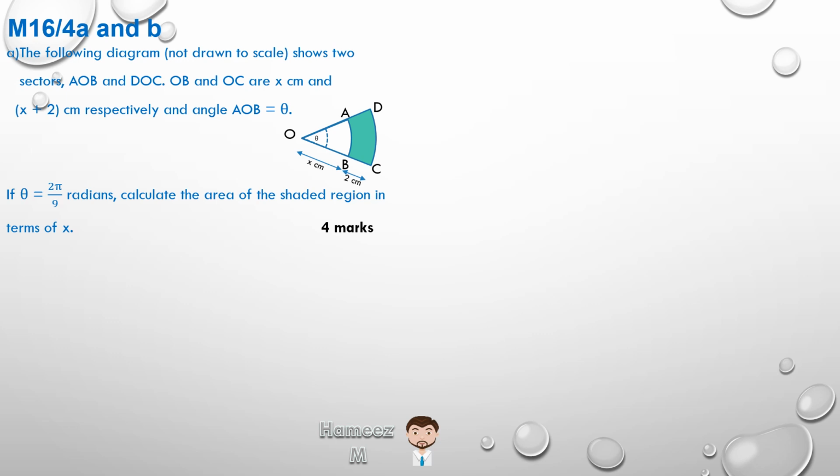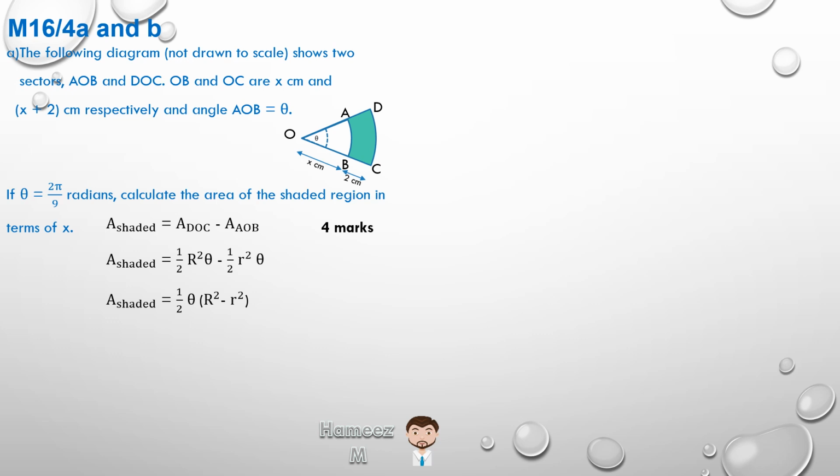So if we want to find the area of the shaded region, that would be the area of DOC minus area of AOB. And we can substitute for that. The area of the large sector would be a half R squared theta. Let's use a big R for that. Minus a half r squared theta for the small sector. And let's use a small r for that. Of course, we can now factorize out a half theta. So we're left with the area of the shaded region would be a half theta by R squared minus r squared.